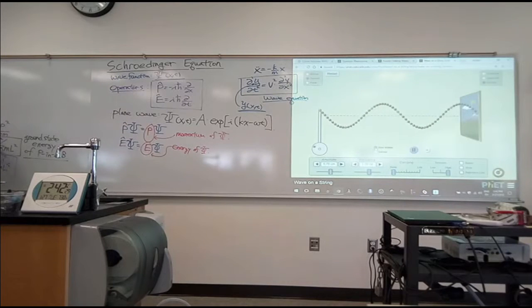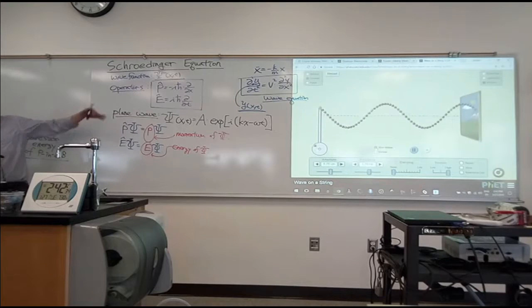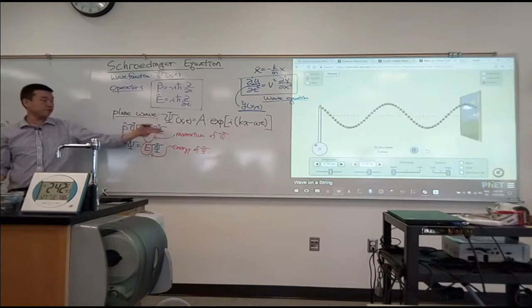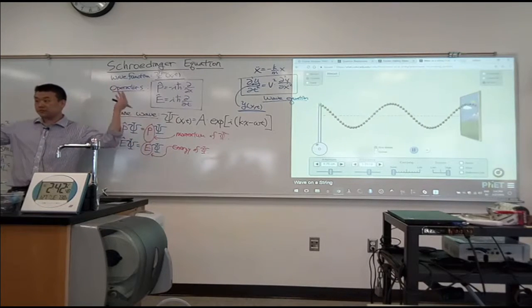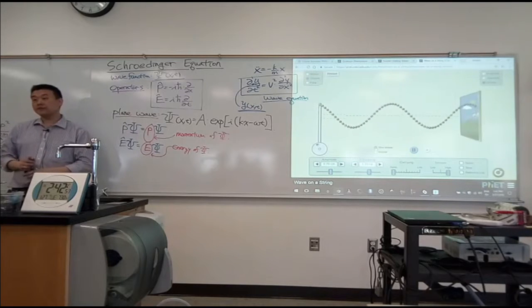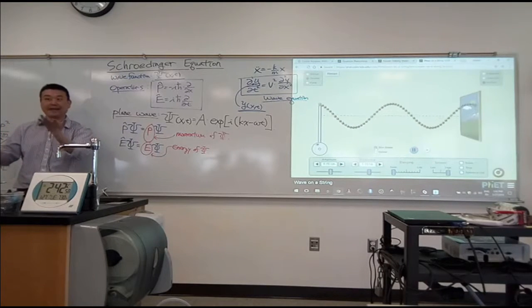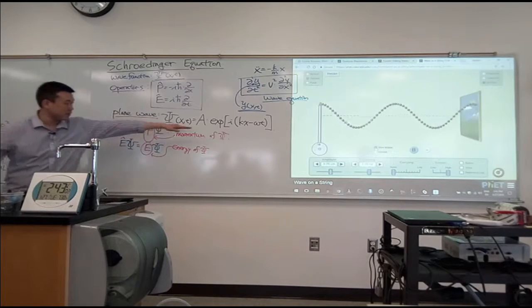And here's why we are trying to describe a plane wave: it's because the plane wave is so simple. This is a state that has a definite momentum and definite energy. If we tried to do this with a standing wave, we wouldn't get a momentum, because a standing wave is not a momentum eigenstate. A standing wave does not have one definite momentum. It has two definite momenta. So let me do this simple calculation with this plane wave.